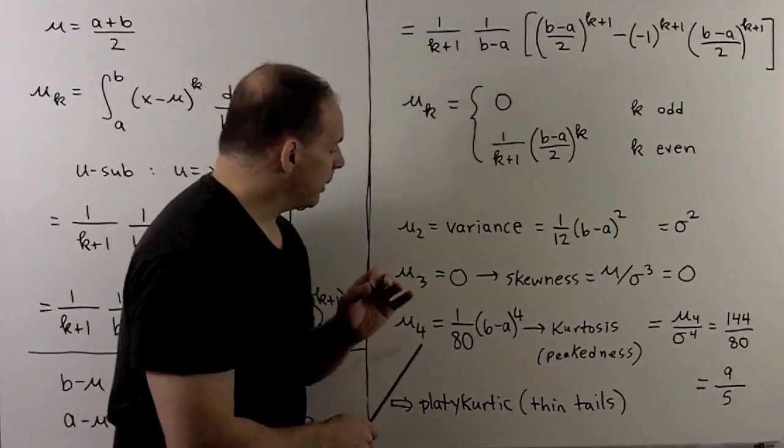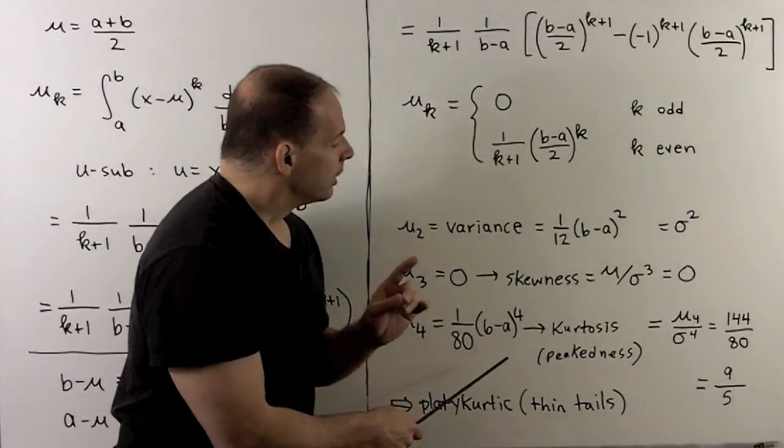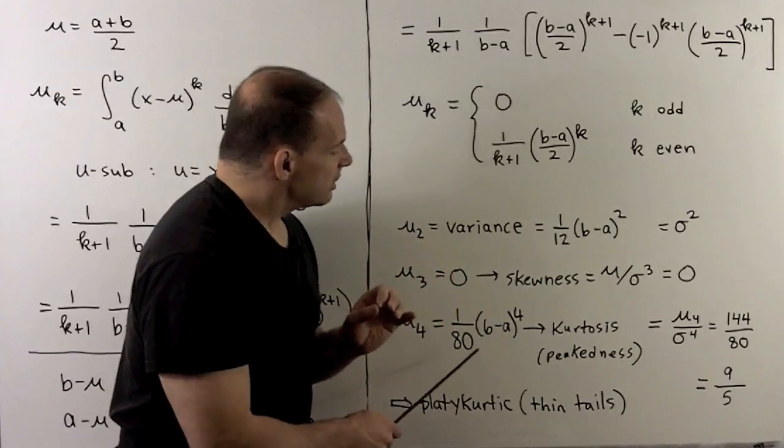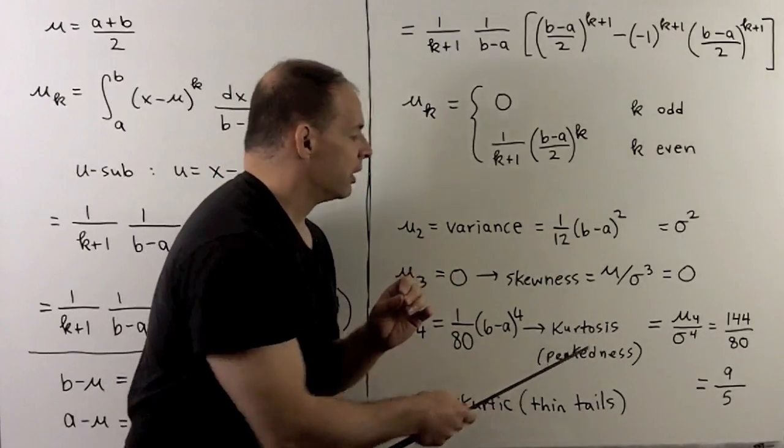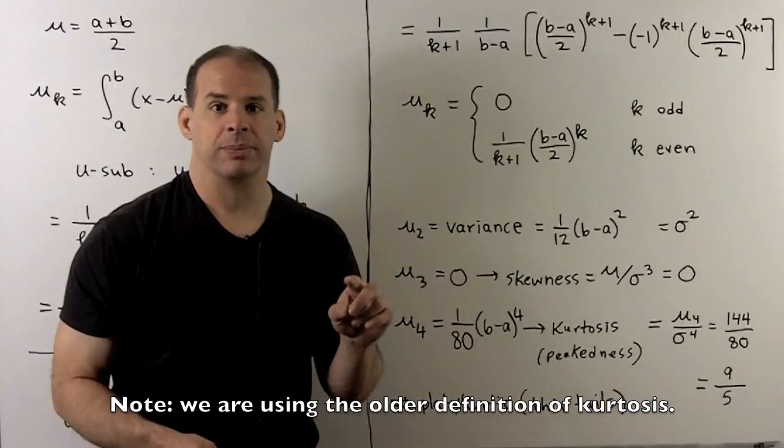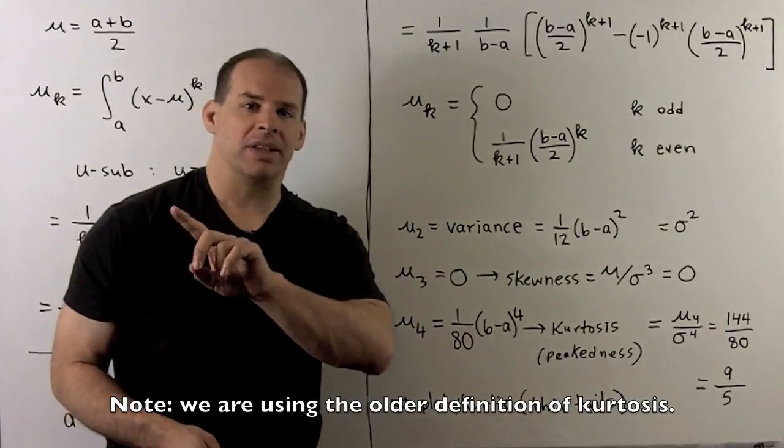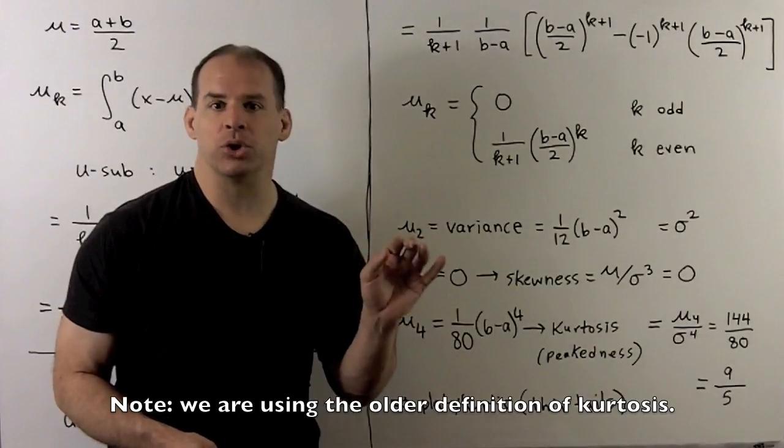Finally, for the fourth moment, can we work that out? Then we use this to define the kurtosis. So the kurtosis is the peakedness. So the peakedness is basically a measure against a normal distribution.